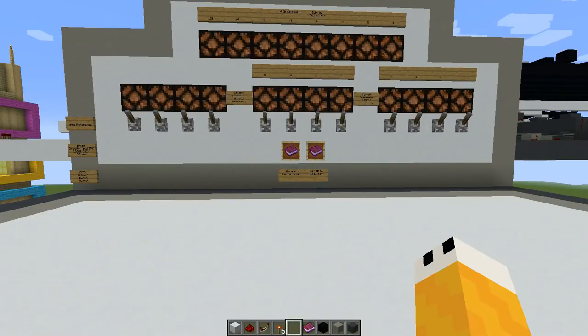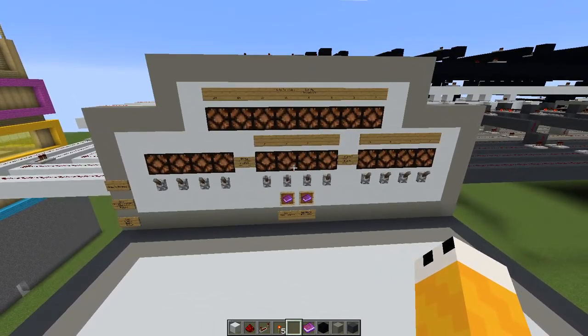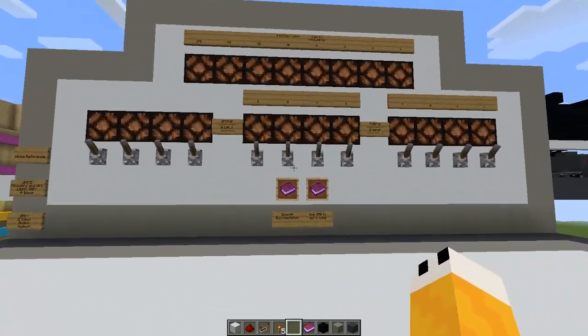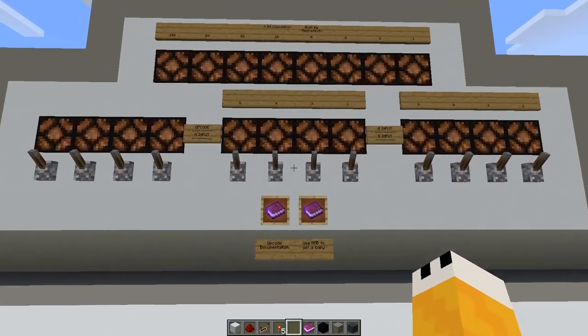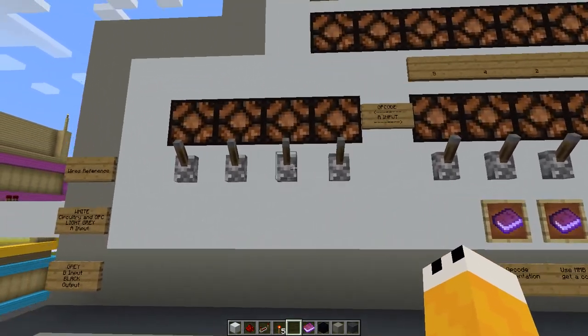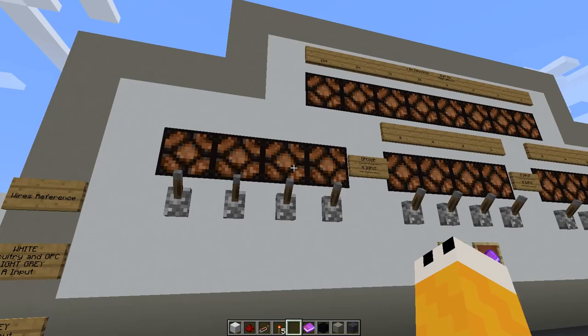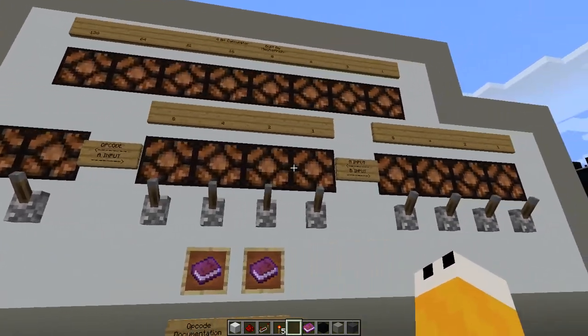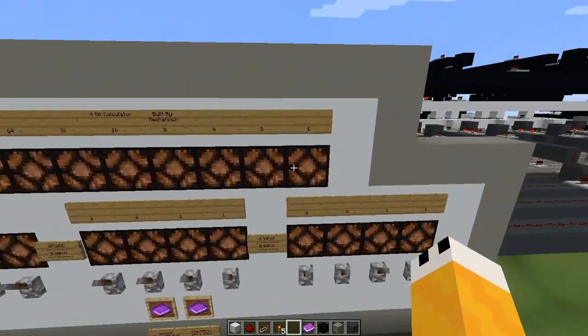So this is currently my largest Redstone creation. It is a 4-bit calculator. It has 3 math operations and 7 logic operations, which you use this opcode input to select, and then you have the A and B inputs.